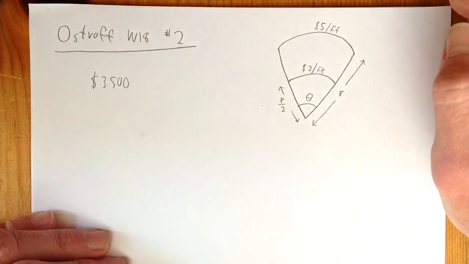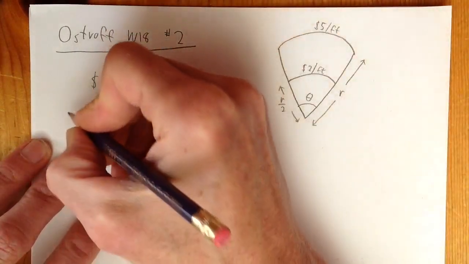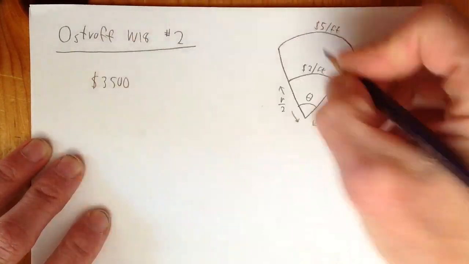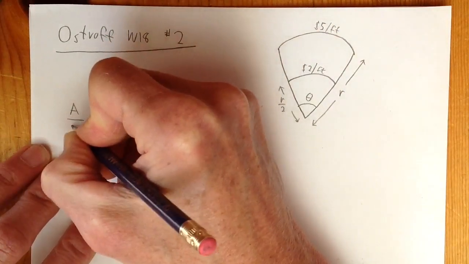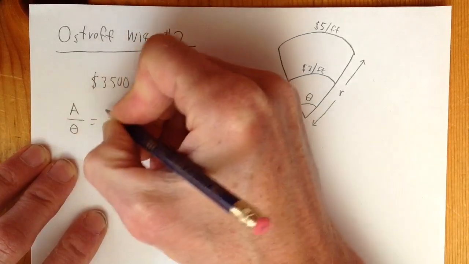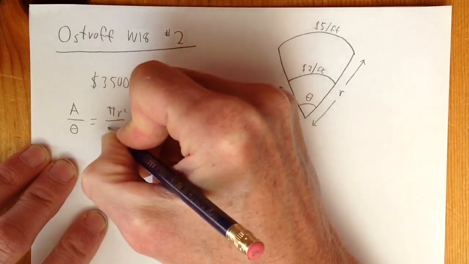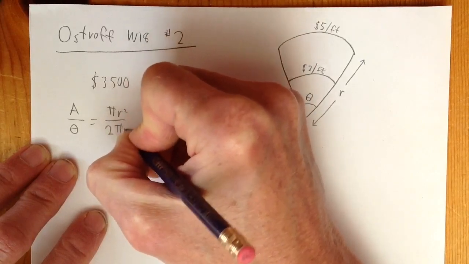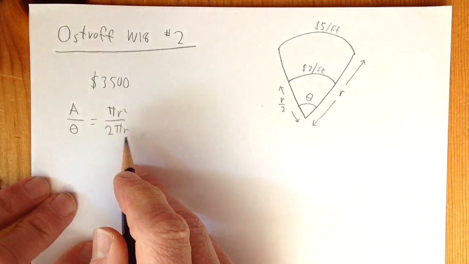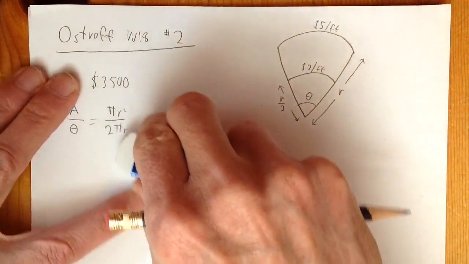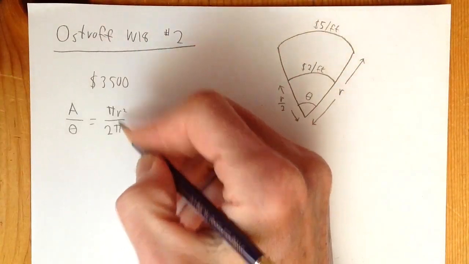Okay, so we want the area, and I worked this out in a video, and I can work it out again. It's real easy. So the area of the wedge divided by the angle of the wedge is the same thing as the area of the full circle, which is pi r squared, divided by the angle of a full circle. And again, this only works in thetas and radians. So, sorry, not 2 pi, the area. The angle of a full circle is 2 pi.